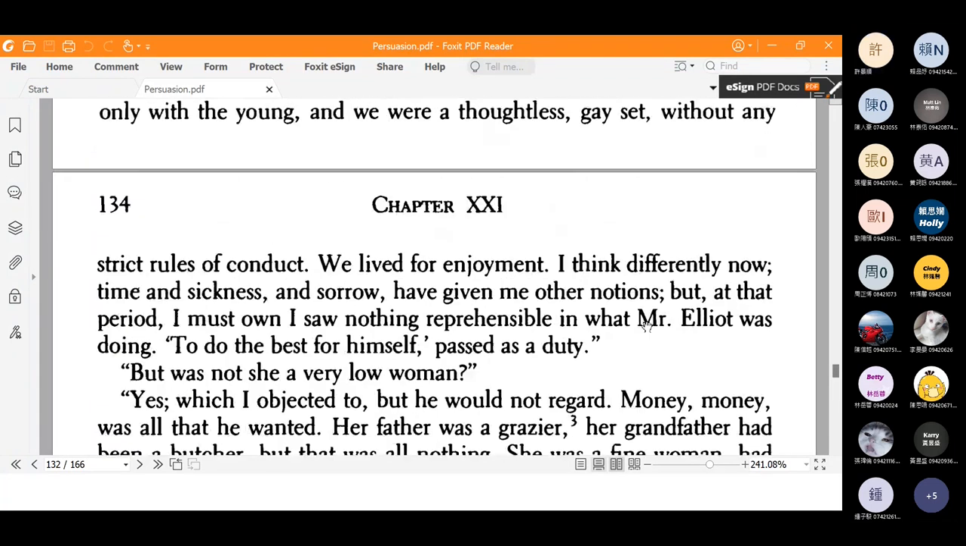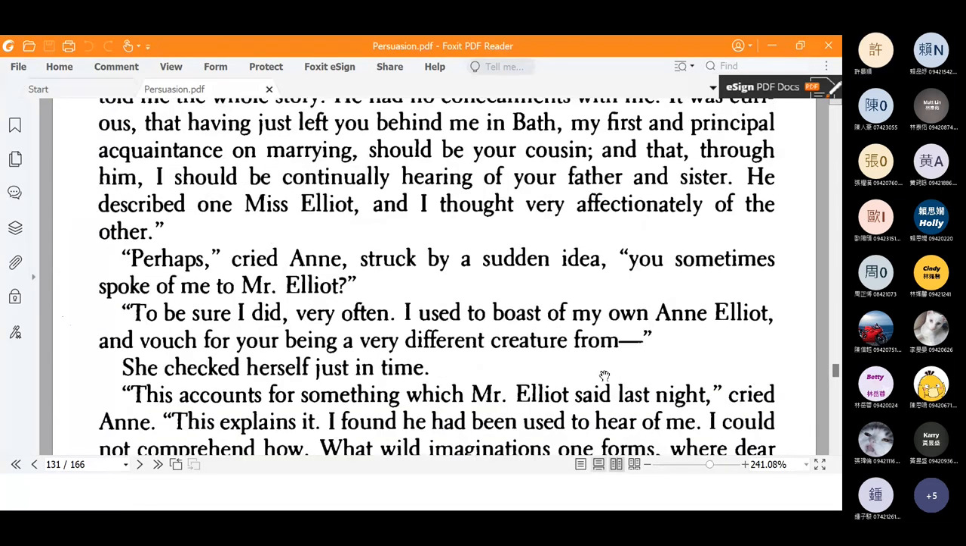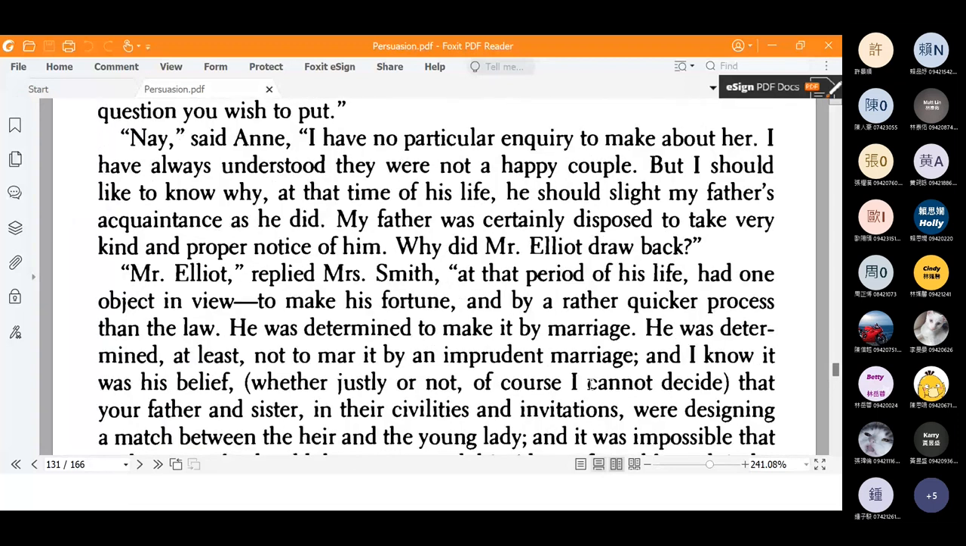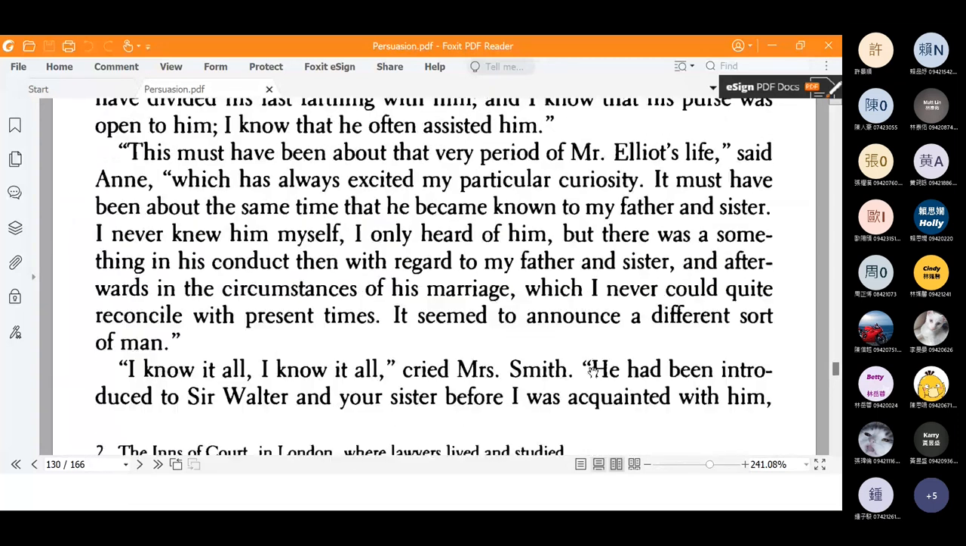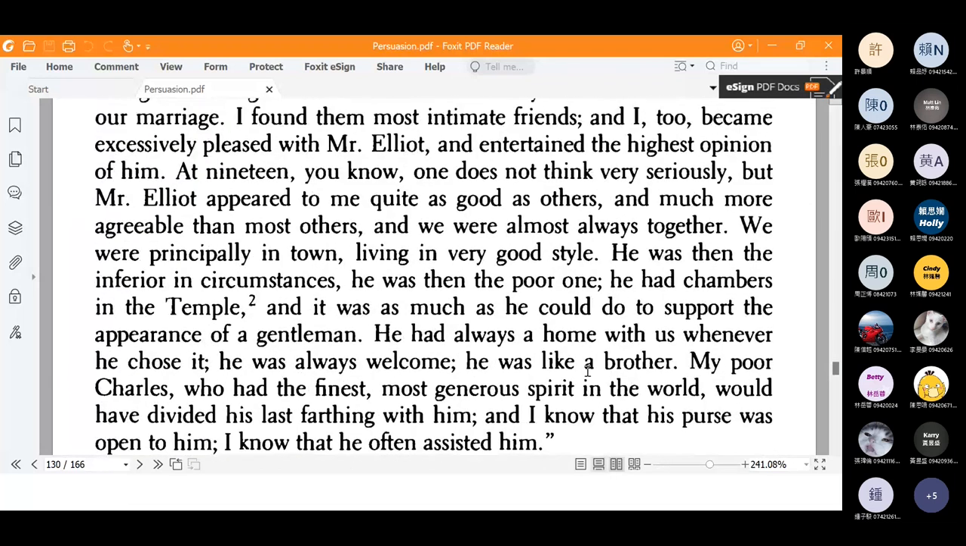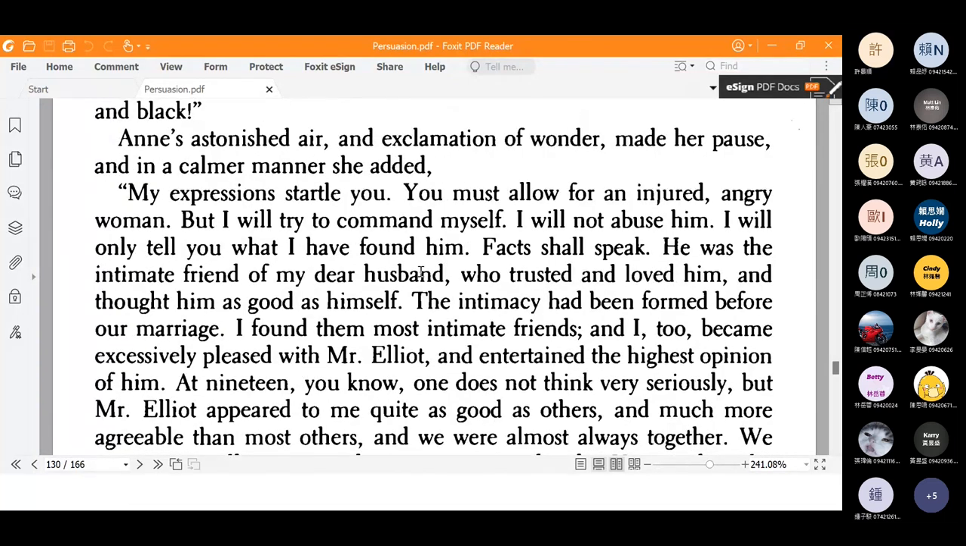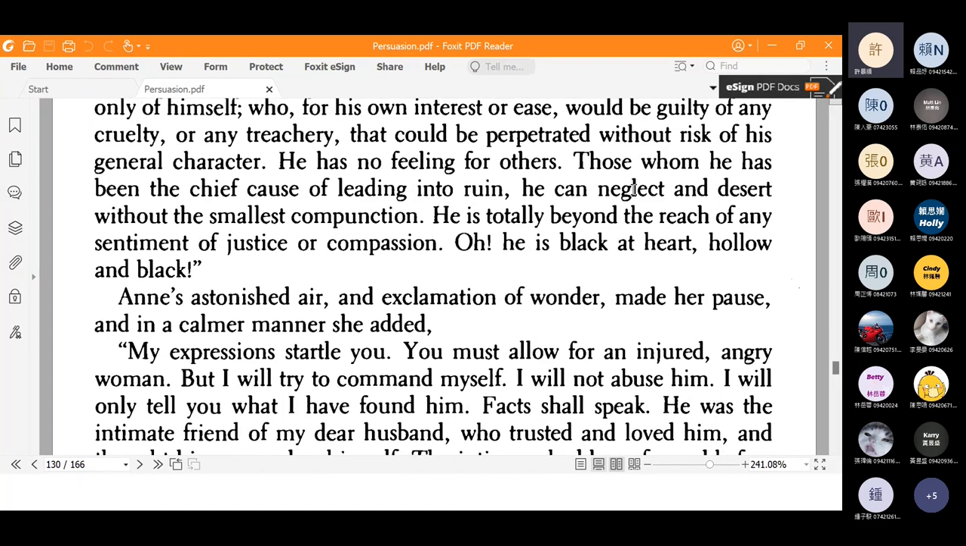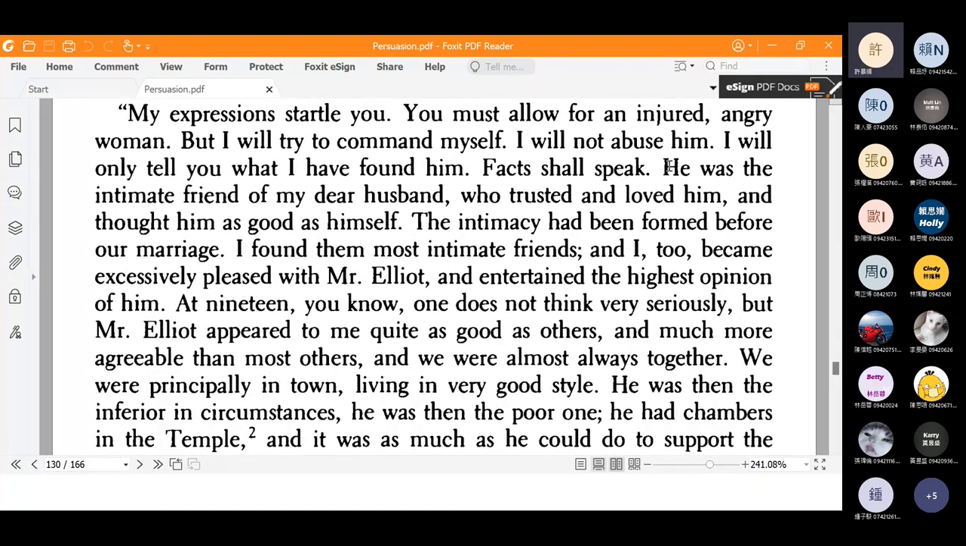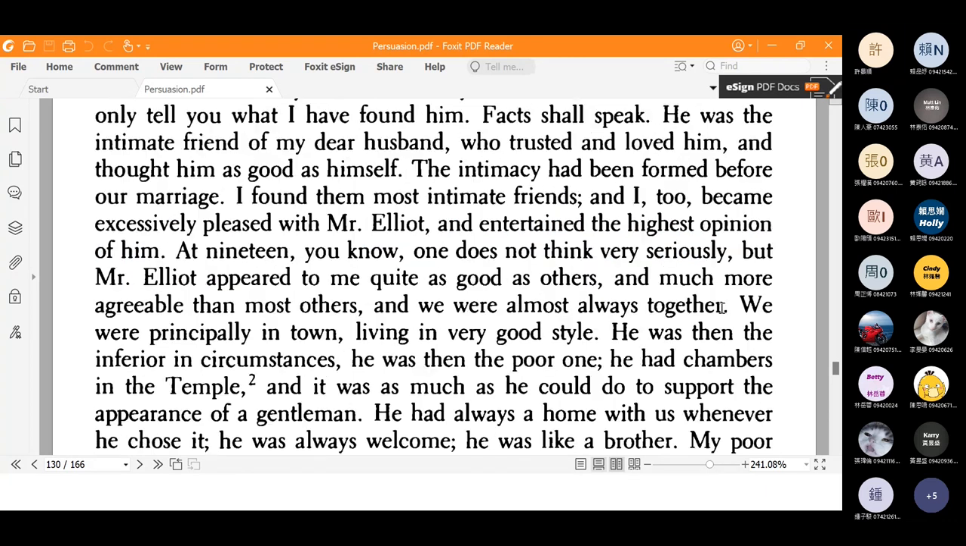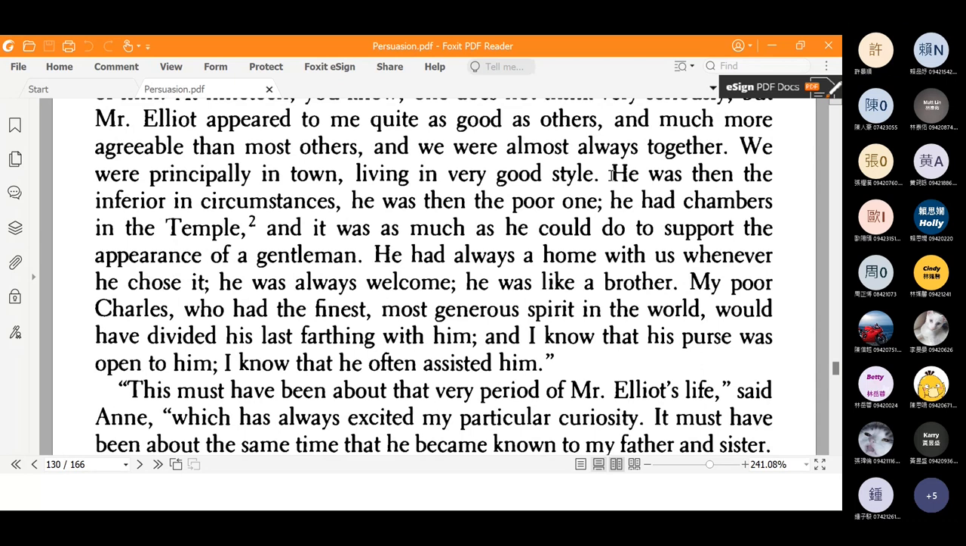See if I can find this. Here. This is on page 132, still 132. Okay, sorry, it keeps going. He was the intimate friend of my dear husband, who trusted and loved him and thought him as good as himself. The intimacy, the friendship, had been formed before our marriage. At that time, Mr. Elliot was then the inferior in circumstances. He was then the poor one.